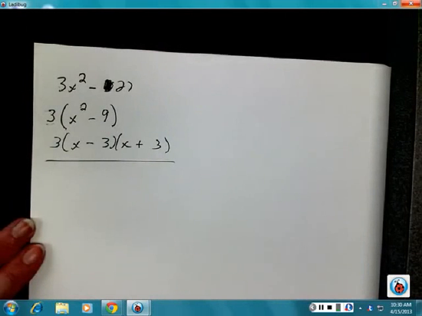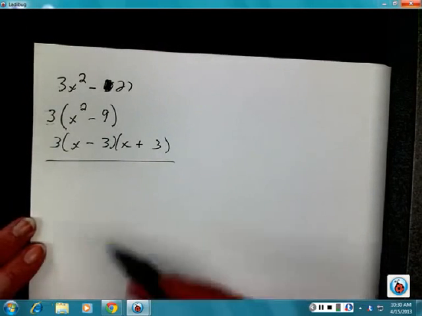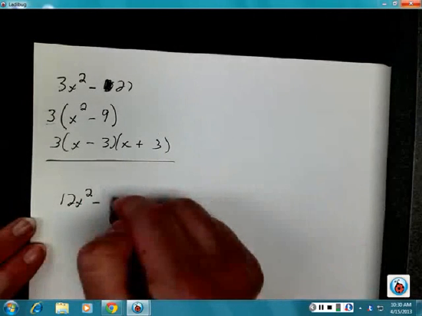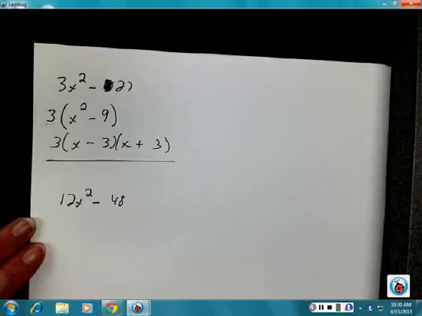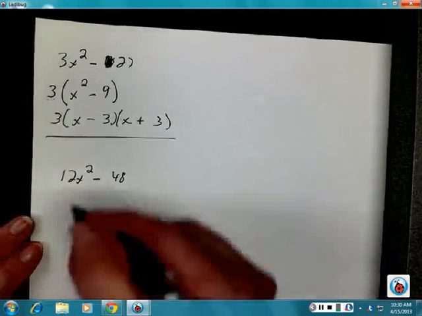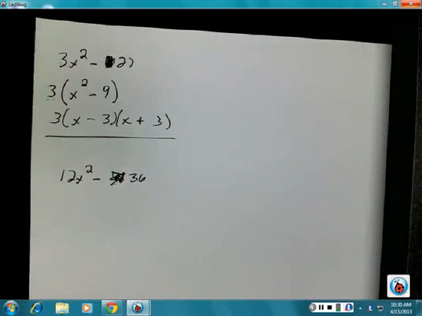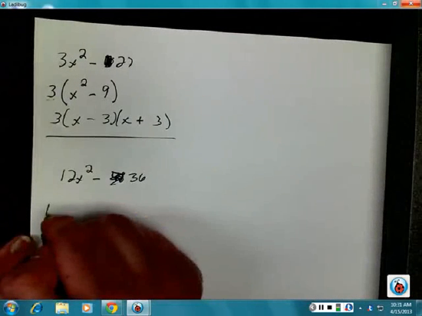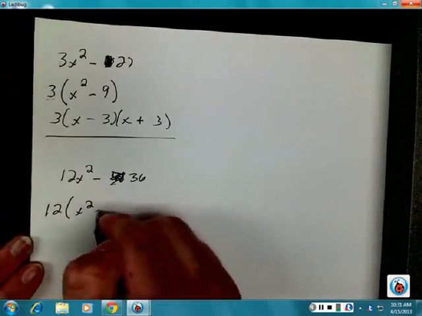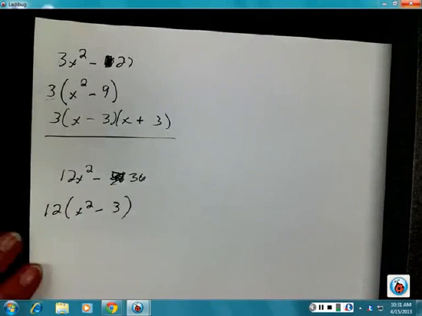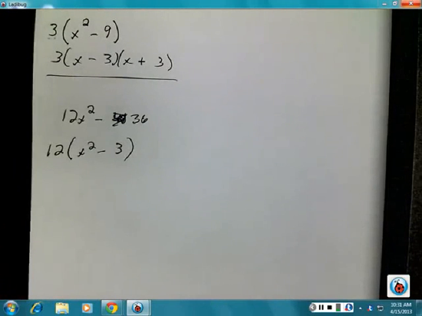When you pulled the 3 out, if you didn't get a perfect square, would you just stop there? Yes. If you had something like 12x squared minus 36, I can pull out a 12, which leaves me with x squared minus 3. There are no perfect squares, so I'd leave it. That would be your answer.